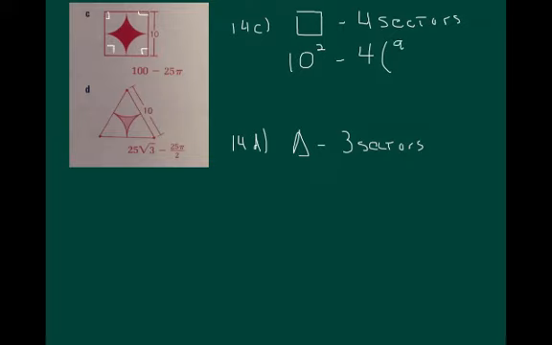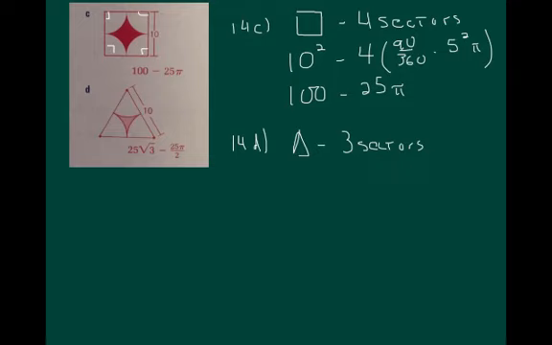So you get 90 over 360 times, now be careful, the radius of each circle is 5, so it's going to be 5 squared pi. The final answer will be 100 minus 25 pi. Now let's take a look at part D.